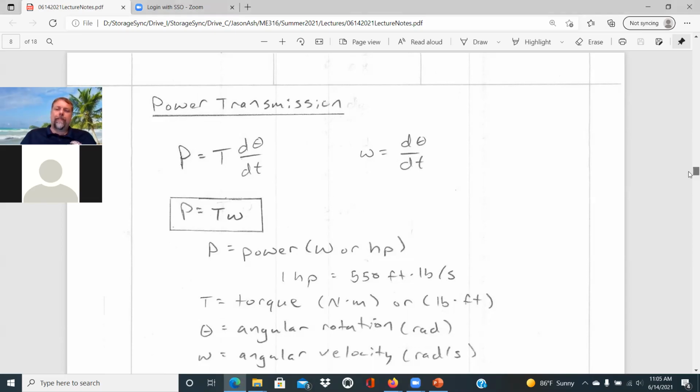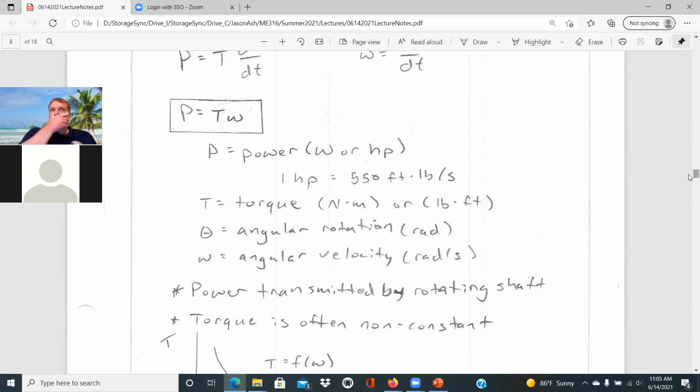And so this is helpful because, say if you have an electric motor and you know how much power it consumes in watts, for example, and you know the rotational speed of the shaft, you can calculate the amount of torque that's being transmitted through that shaft. And so again, power is going to be in watts or horsepowers, and 1 horsepower is 550 foot-pounds per second. Torque is going to be in something like Newton meters or pound-foot.